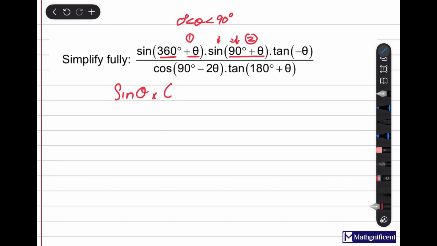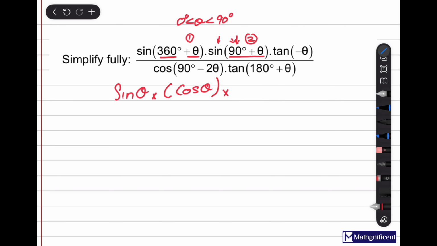We are going to refer to our co-functions. So what is sine of 90 plus theta? This is the same as cos theta. Remember, that's how we do it. Since it was sine, it's going to change to cos. If it was cos, it's going to change to sine because of the 90 there. We are going to refer to the co-function, then we multiply.